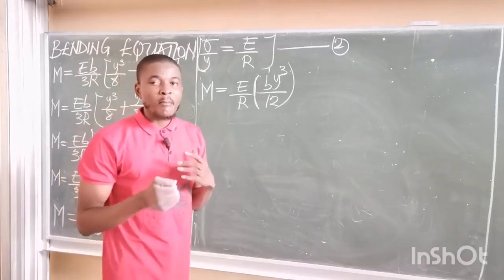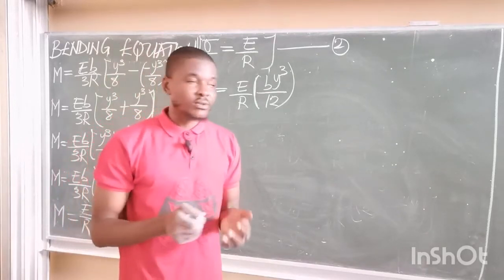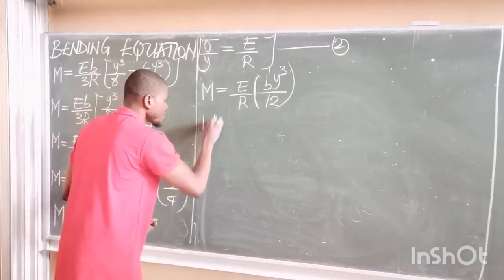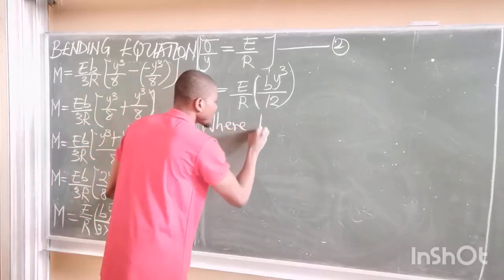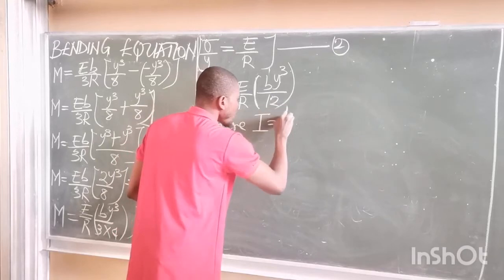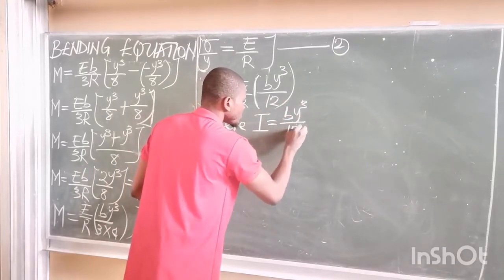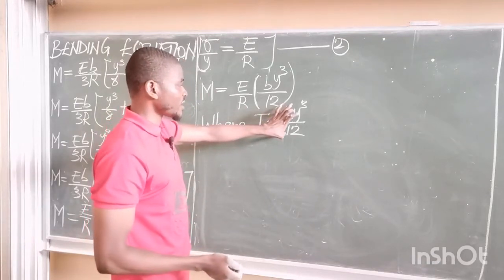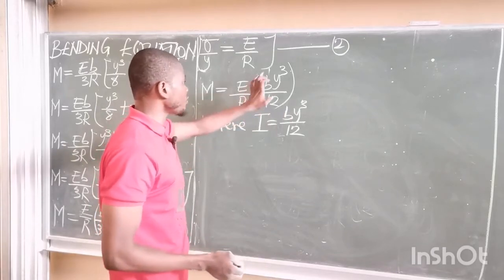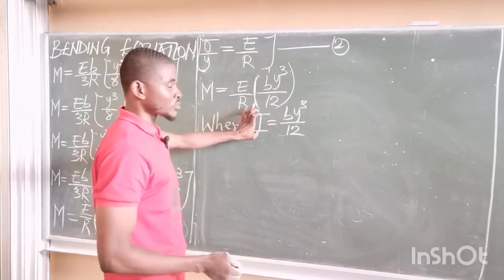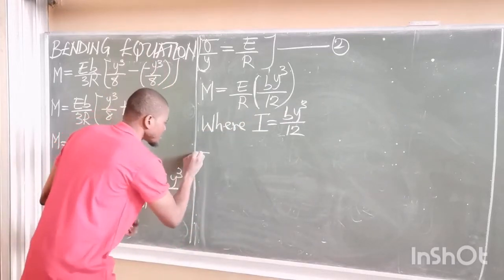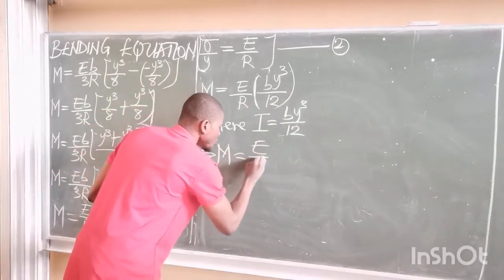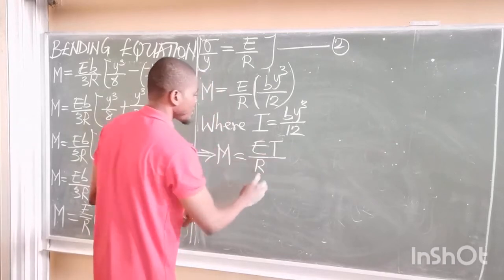So this is actually the moment of inertia for a rectangular section. So we are simply going to say where I is equal to by cubed over 12. This is the moment of inertia for a rectangular section. So in place of by cubed over 12, I'll simply replace it with I. Therefore, this implies now that moment itself is now equal to E all over R times I.